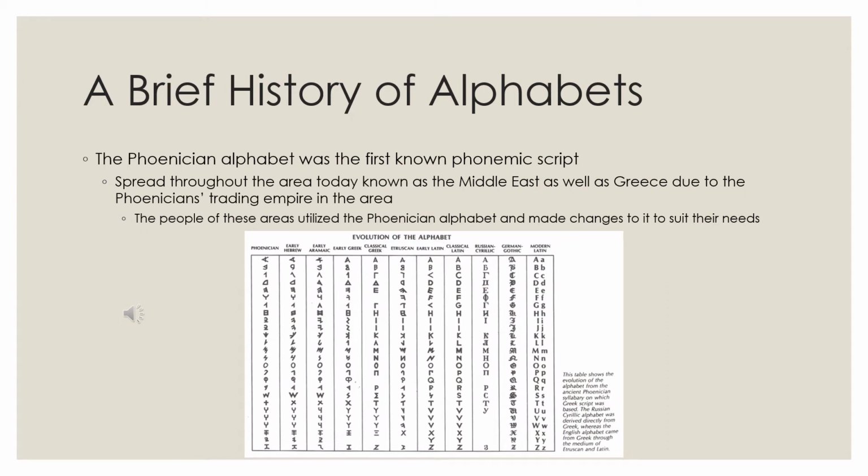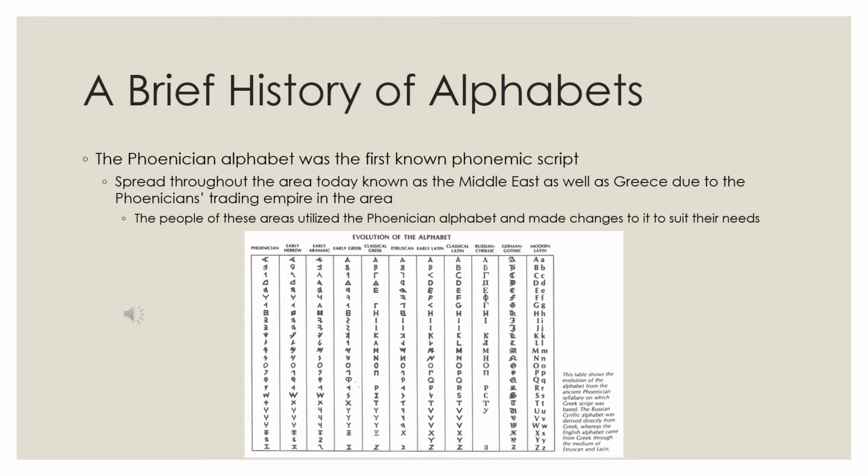Before we start learning about Hangul and its history, we will first begin with a brief history of alphabets in general. Around 1080 BCE, the Phoenician alphabet became the first known phonemic script. It spread throughout the Middle East as well as Greece due to the Phoenicians' wide Mediterranean trading empire.